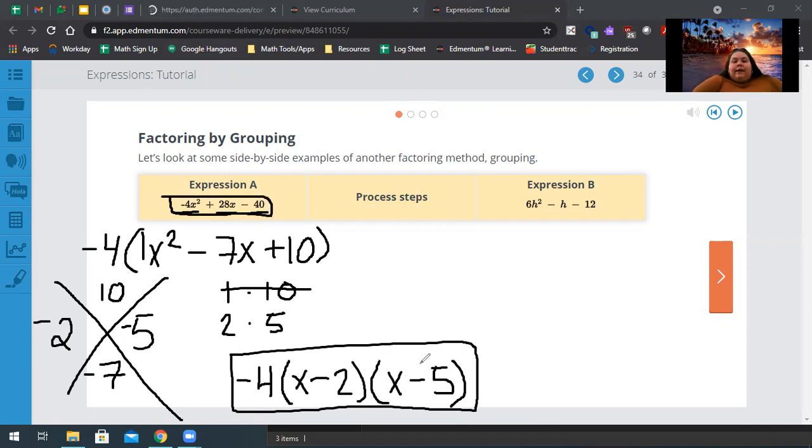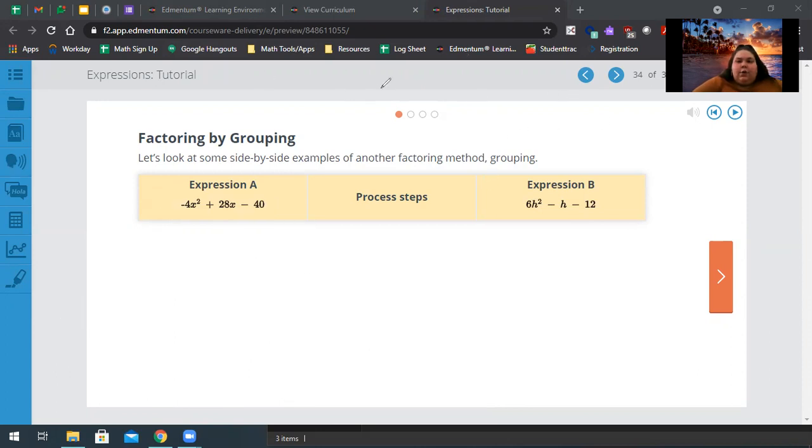Again, this is just factored more. Now let's take a look at the next one, expression B. So expression B is, let me rewrite this again. I'm going to rewrite the formula it's originating from, or the setup of it.